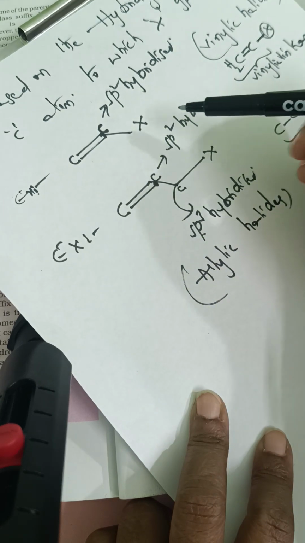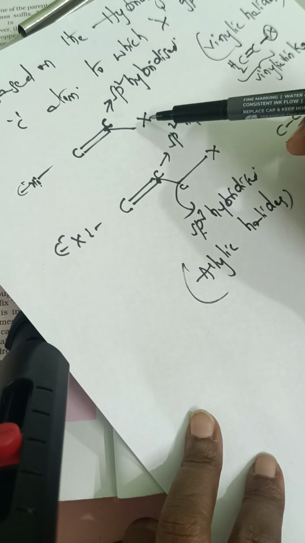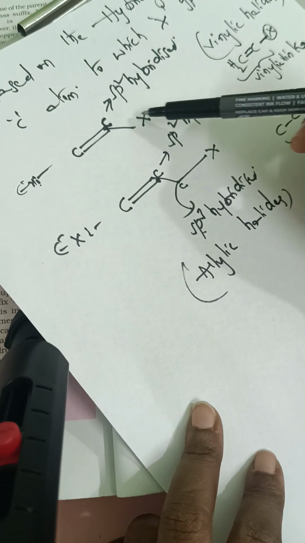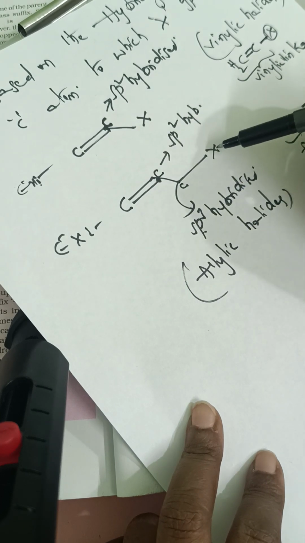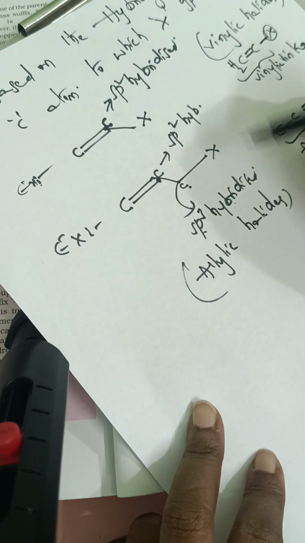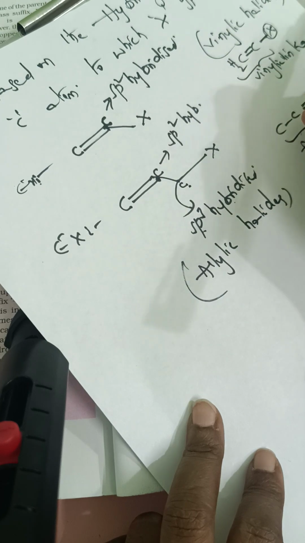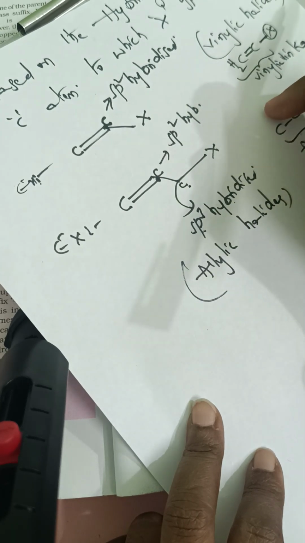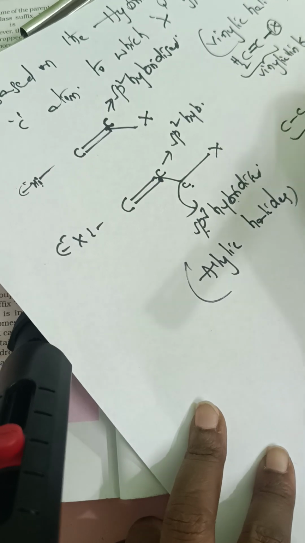So the difference between vinylic halide and allylic halide is that in vinylic halides the halogen group is bonded to the sp2 hybridized carbon, whereas in allylic halides the halogen atom is bonded to the sp3 hybridized carbon. So this is allylic halide and this is vinylic halide. This is the third category of haloalkanes. Haloalkanes are also called alkyl halides.